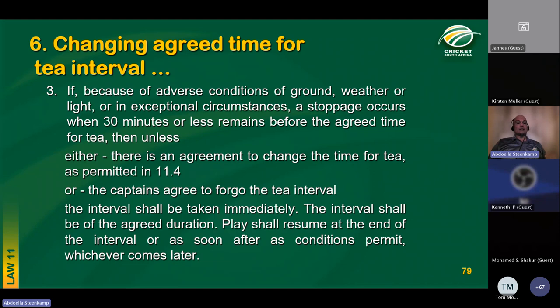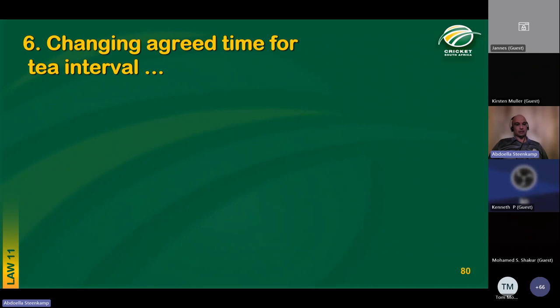Point three tells us that if it starts to rain or due to adverse conditions, whether it's ground, weather or light, and let's use rain as an example, if it rains 30 minutes or less before the agreed time for tea, you need to take your tea immediately. So 1500 hours is our tea time. At 14:35, it starts to rain. Law now tells us what you need to do, because this is less than 30 minutes to go before your agreed time for tea. You now take your tea immediately. Tea will be from 14:35 till 14:55, when that first ball needs to be bowled, conditions permitting.